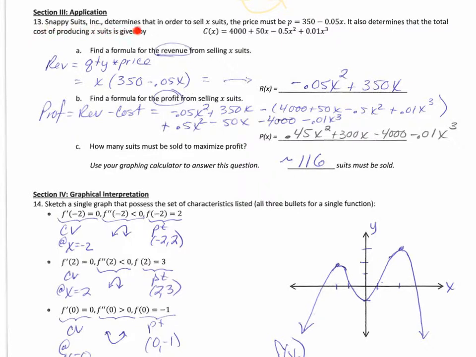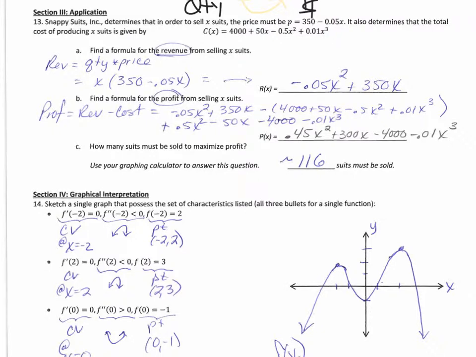Let's look at the next question. Snappy Suits determines that in order to sell X suits, so that's the quantity, the price must be, and so that's our price, and they give you a function for that. It also determines the total cost of producing is given by this cost function.